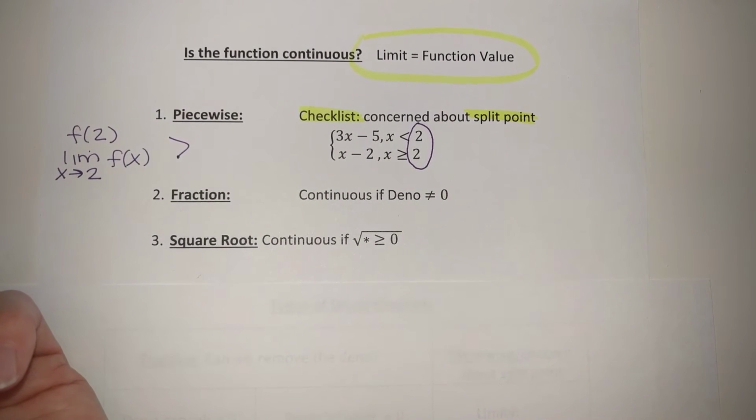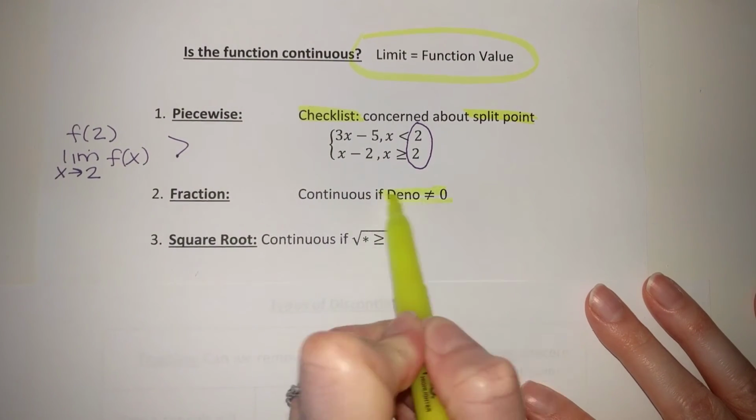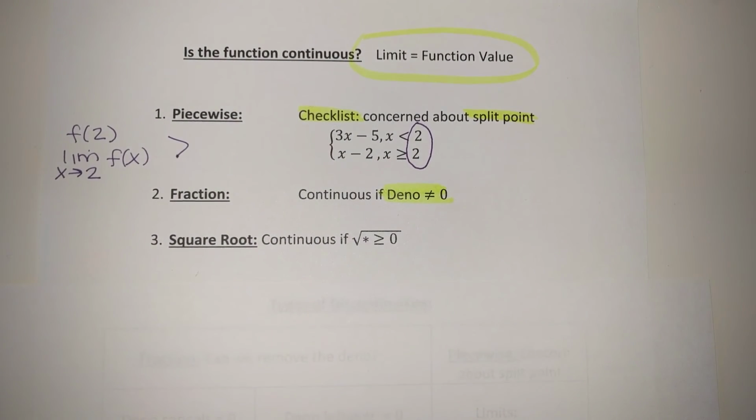Now, the other big issue that's going to oftentimes come up is fractions, because they do not have all reals as their domain. So we talked about how those functions, when we have a fraction, a polynomial over a polynomial, will be continuous provided the denominator is not equal to 0.